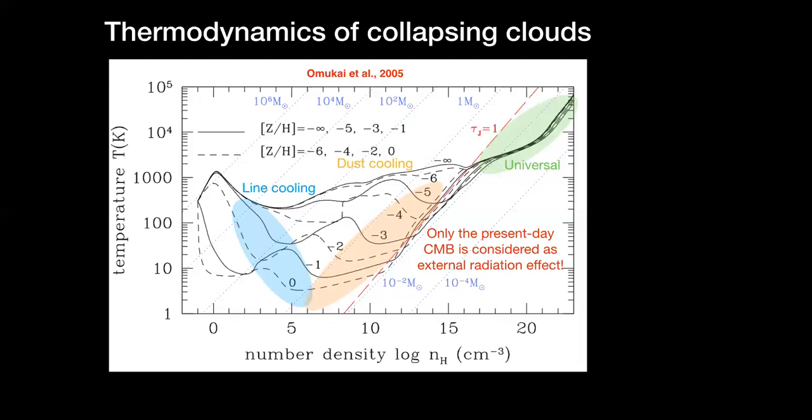One more important point is that this study, provided by Omukai 2005, considered the present day CMB contribution, and that's how they modeled the evolution. It's a one-dimensional model, by the way. So they modeled how the collapse goes on and how the thermodynamics of the collapsing cloud happens. However, with this in mind, perhaps we can ask the question: does this actually affect the IMF itself?